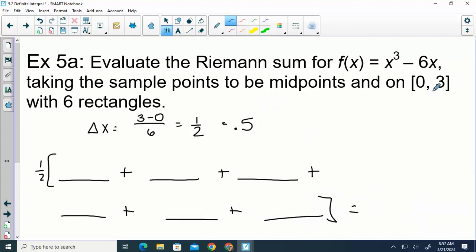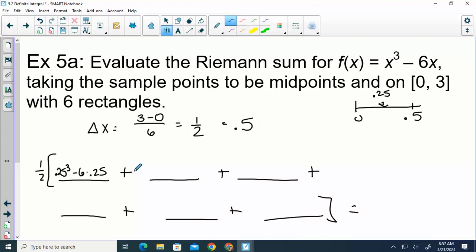So the question is, what's our first point going to be? If I were doing the left-hand sum, I would start at my left-hand endpoint, which would be 0. If I were doing a right-hand sum, we're going up by 0.5, so I'd use my right hand, which would be 0.5. If we want the midpoint, what is the middle of 0 and 0.5? 0.25. So the first x I plug in would be 0.25, or 1/4. 0.25 cubed minus 6 times 0.25.